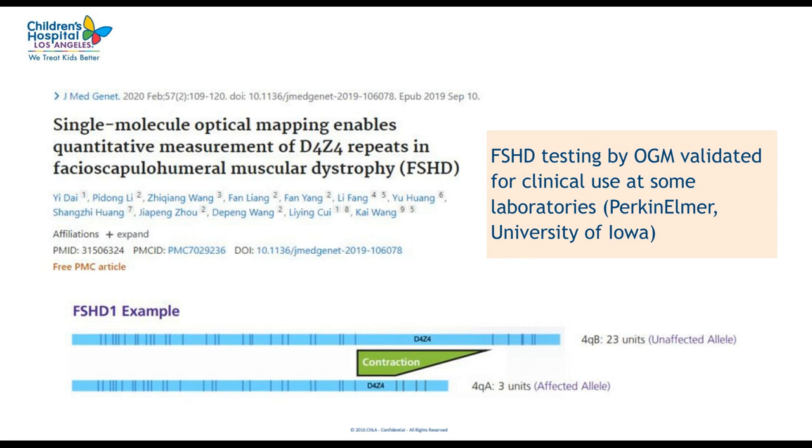In this disease, the disease is caused by a decrease in the number of repeats in the region of chromosome 4, by repeat contraction. And it's a very difficult region to study. Before optical genome mapping, the only way to detect this abnormality and make a diagnosis was Southern blot. But optical genome mapping allows us to very clearly visualize these contractions of repeat arrays. And so now there are already clinical laboratories that have validated testing for this disorder using optical genome mapping.